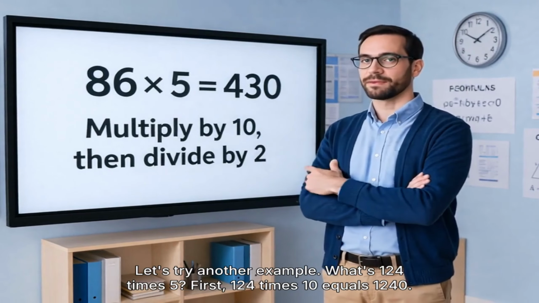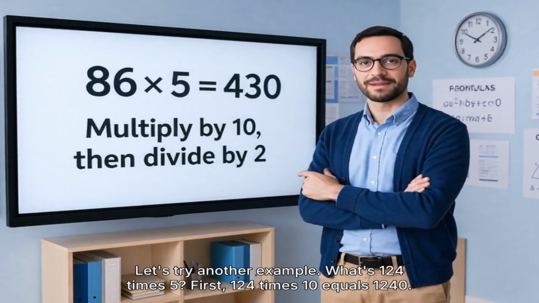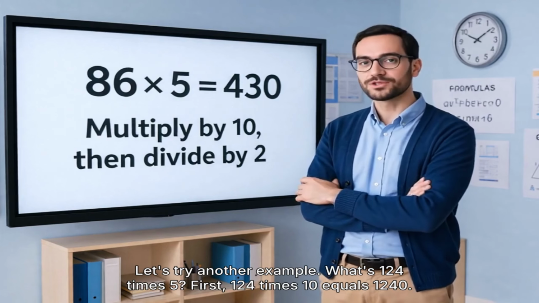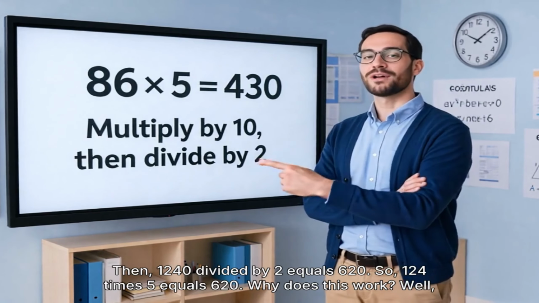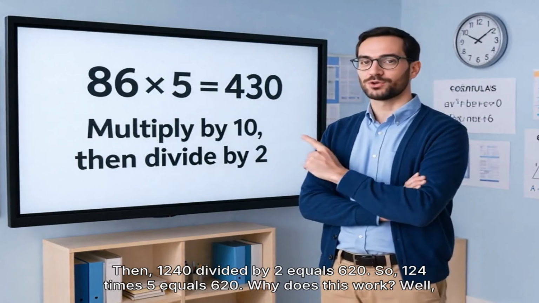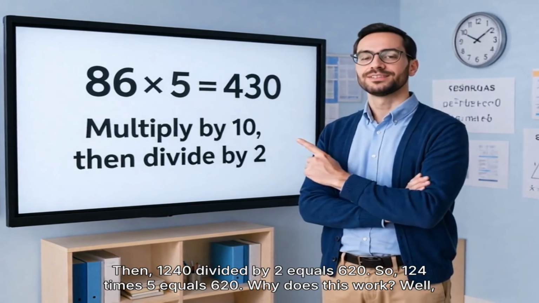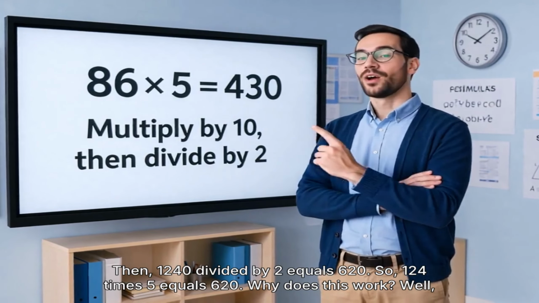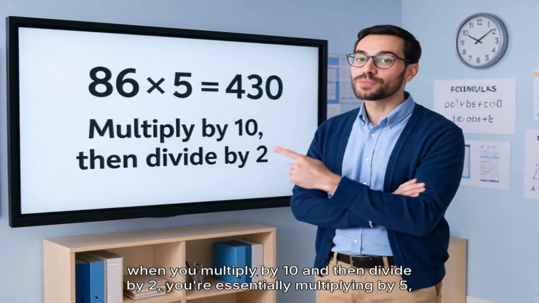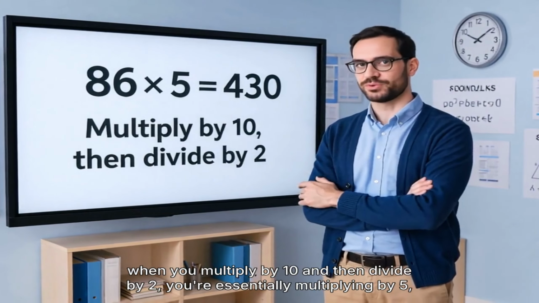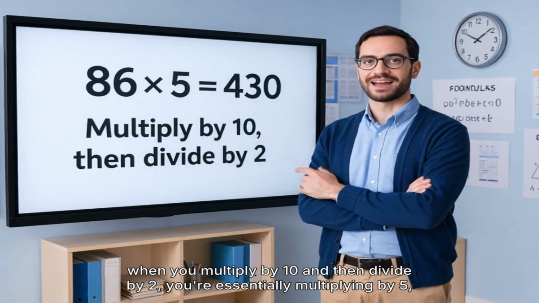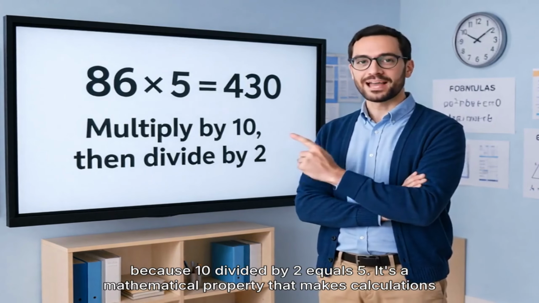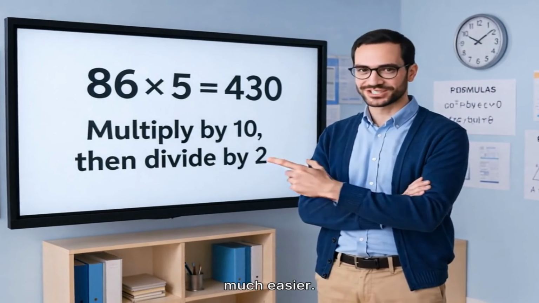Let's try another example. What's 124 times 5? First, 124 times 10 equals 1,240. Then, 1,240 divided by 2 equals 620. So, 124 times 5 equals 620. Why does this work? Well, when you multiply by 10 and then divide by 2, you're essentially multiplying by 5, because 10 divided by 2 equals 5. It's a mathematical property that makes calculations much easier.